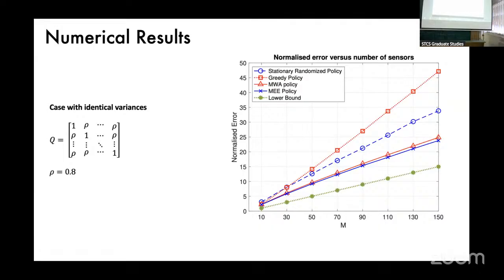And then we look at our policies, which are the MWA and the MEE, which take into account correlated error and age. MWA is actually very, very good. MEE is even slightly better than that. And the green is our lower bound that we had constructed using the optimistic correlation.